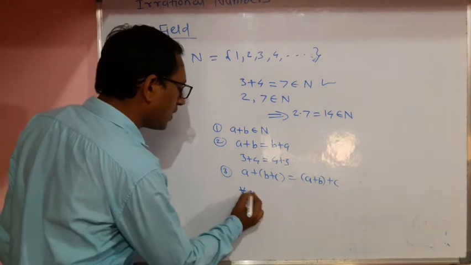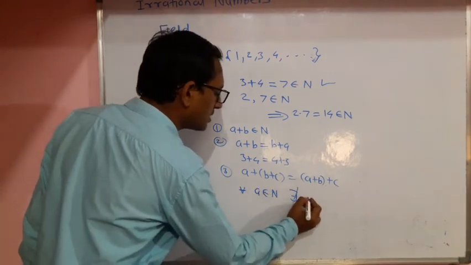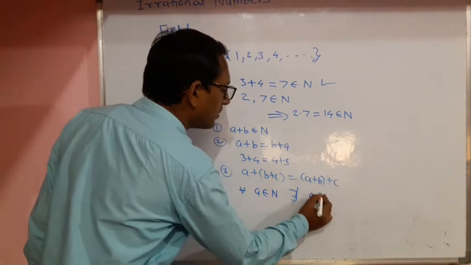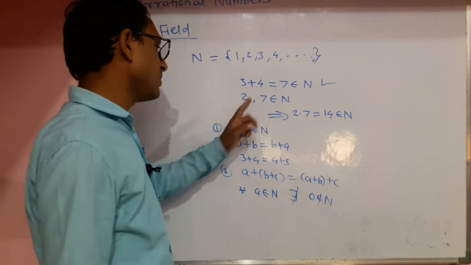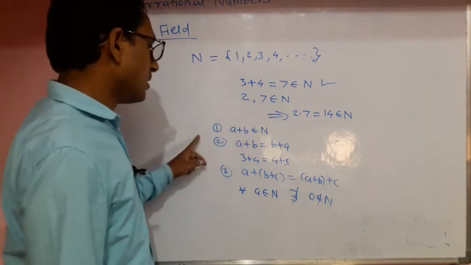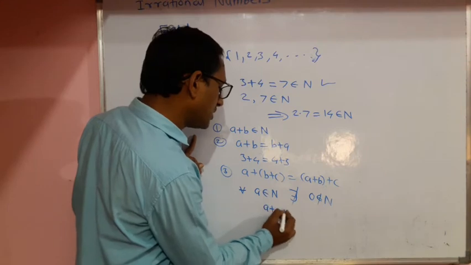That is, for all a belonging to N, there does not exist an element like 0, because here 0 does not belong to the set of natural numbers. 0 does not belong to the set of natural numbers. Here that property is a plus 0 is equal to a.